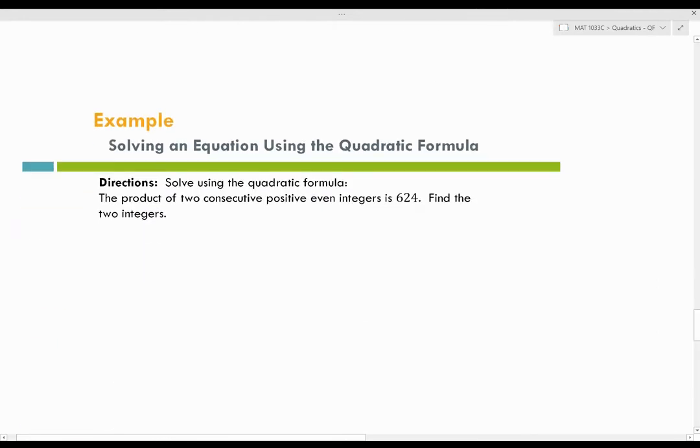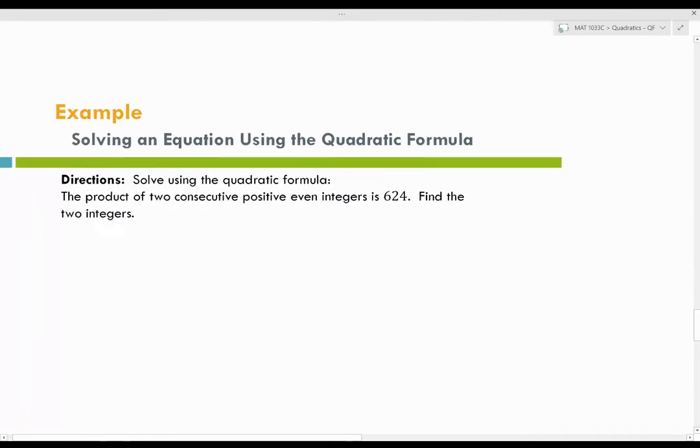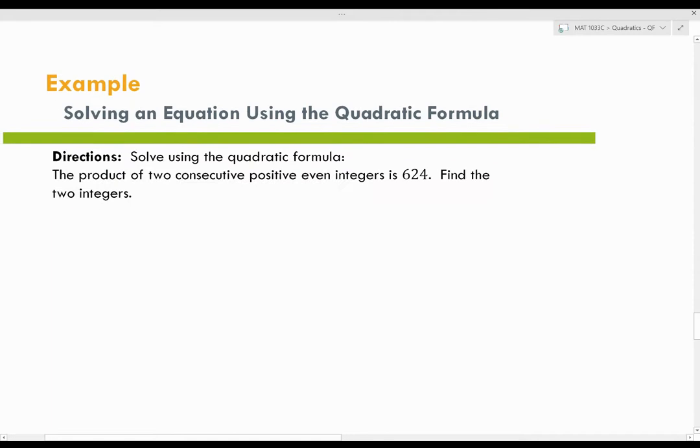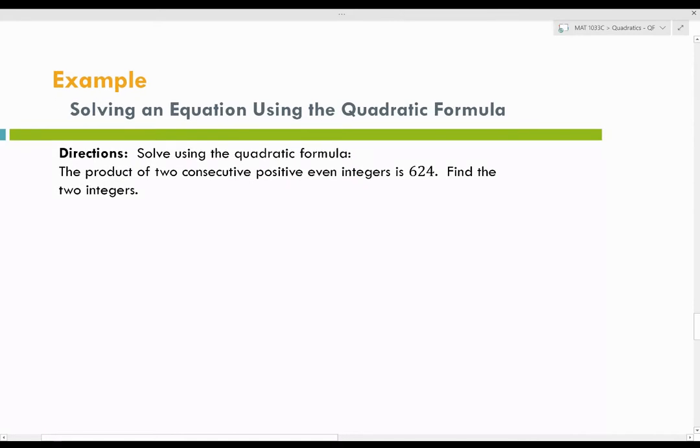Okay, let's look at this one. It says directions, solve using the quadratic formula. It says the product of two consecutive positive even integers is 624, and find the two integers.